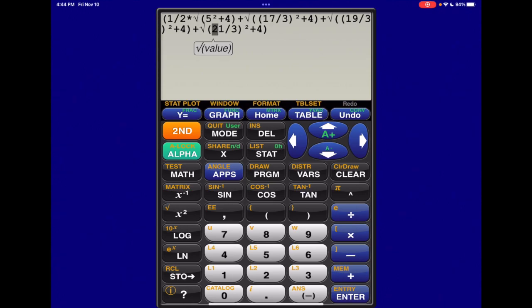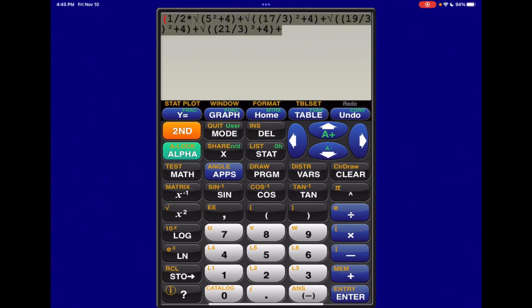Above the stat key, there's the delete key. Above the delete key in orange, INS stands for insert. So if I hit the orange second key and then insert, I can add the open parentheses that I forgot a second ago. Very nice to be able to edit when you're doing things this messy.